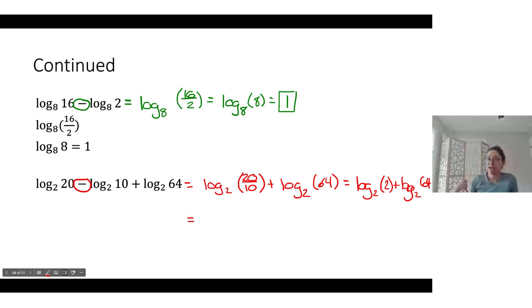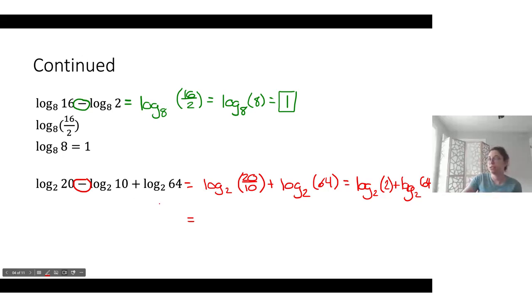Now from here, I could actually already evaluate, because I know, again, log base 2 of 2 is 1, because the base matches the argument. I also know that 64 is a power of 2. Count it off. I can do 2 times 2 is 4, times 2 is 8, times 2 is 16, times 2 is 32, times 2 again is 64. So 64 is 2 to the 6th power. So I could say this is 1 plus 6, which would be 7. But I'm going to keep going and condense it all the way and then evaluate.